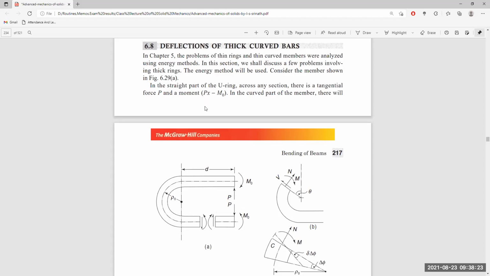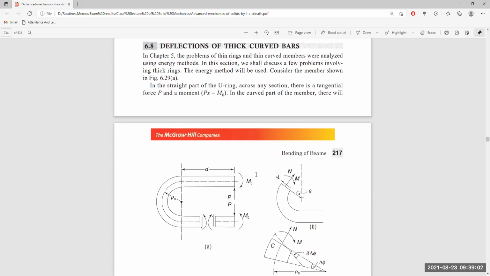So for any section here in the straight part of the ring, we see a tangential force and moment Px minus M0. Here the moment Px will be opposite, and P will be upward. For any section X here, Px is making an anti-clockwise moment and M0 is making a clockwise moment itself. So Px minus M0 is the bending moment acting here, and a tangential force P equal but opposite to the external force P is acting over this section here.